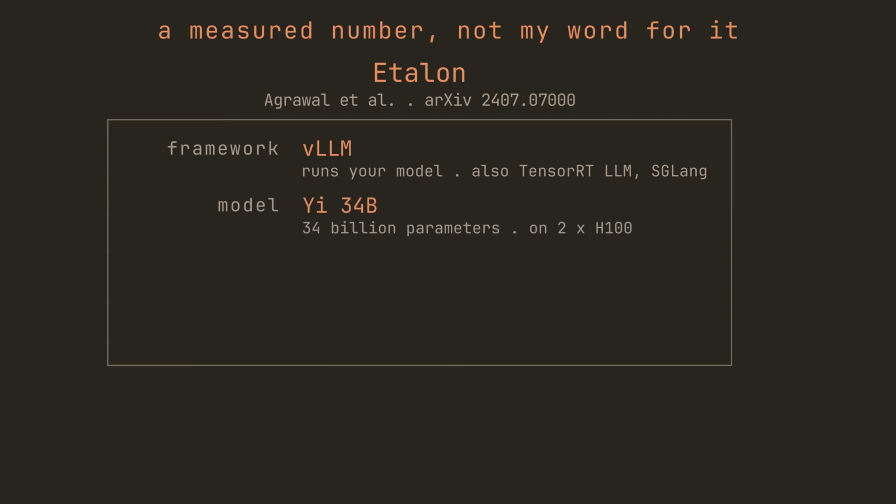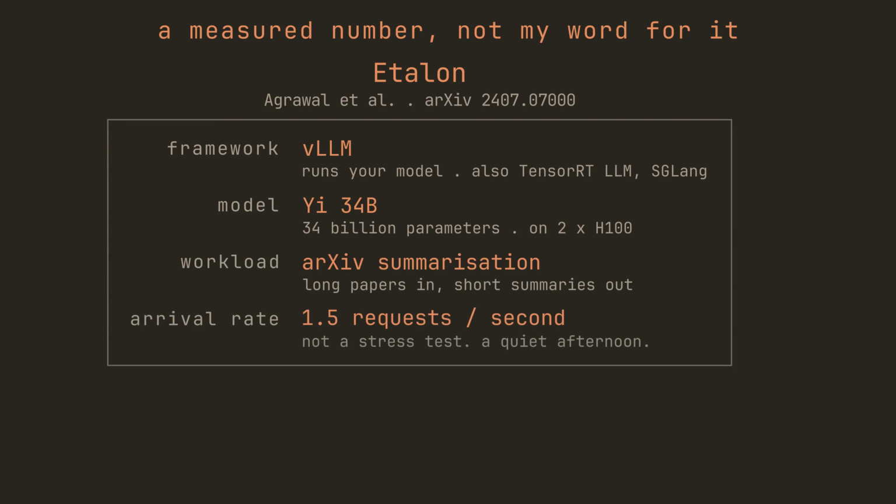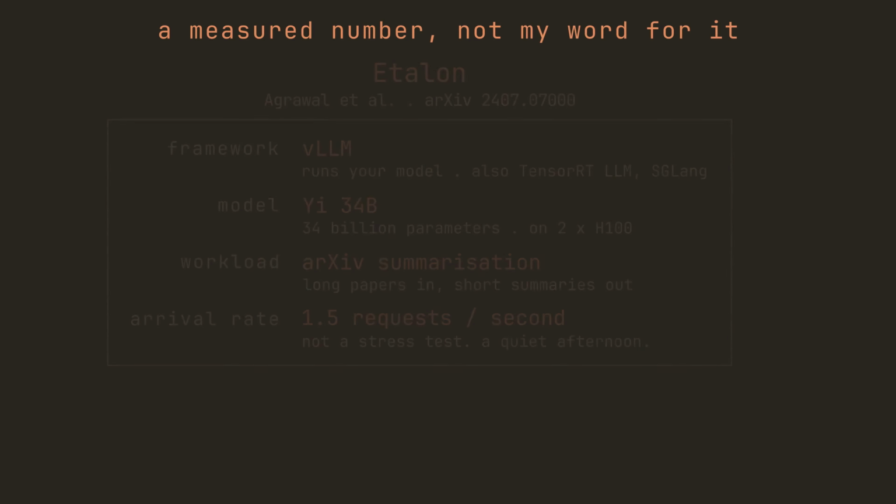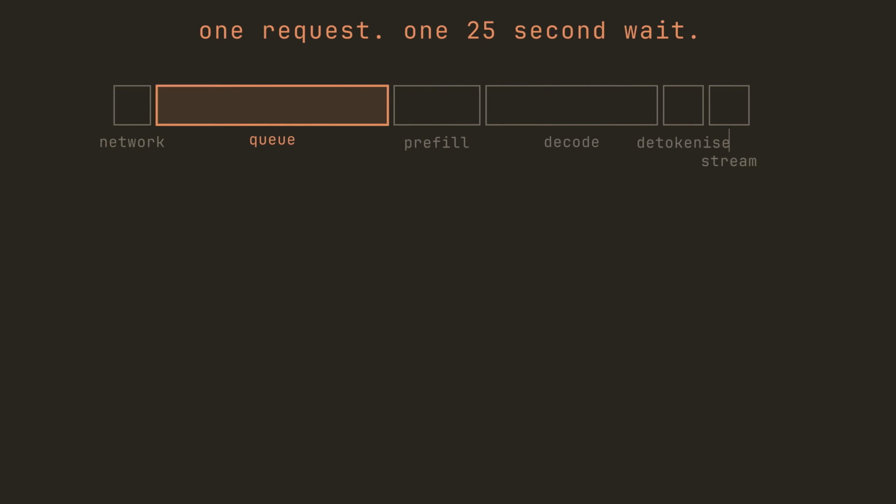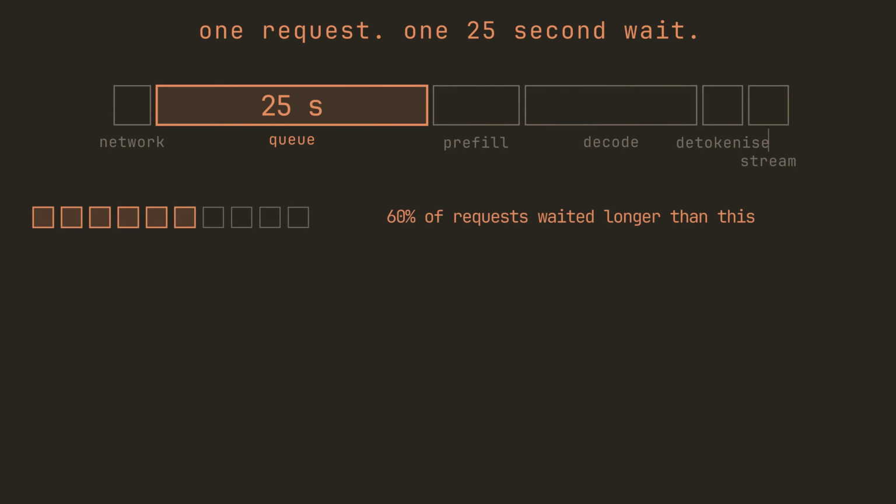The model was Yi-34B, an open model with 34 billion parameters served across 2 H100 GPUs. And the workload, real arXiv summarization requests, so long papers going in and short summaries coming back, arriving at about 1.5 requests every second. That is not a stress test. That's a quiet afternoon. Then they measured scheduling delay, which is simply how long a request sat in the queue before anything happened to it. And for 60% of those requests, it came out above 25 seconds.